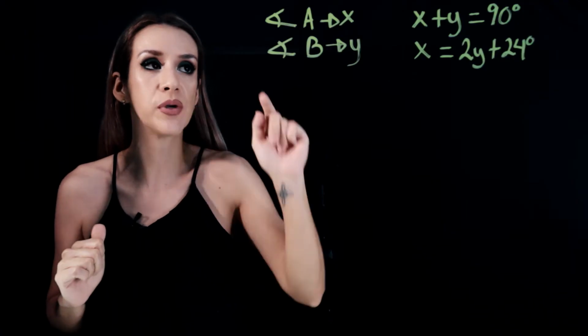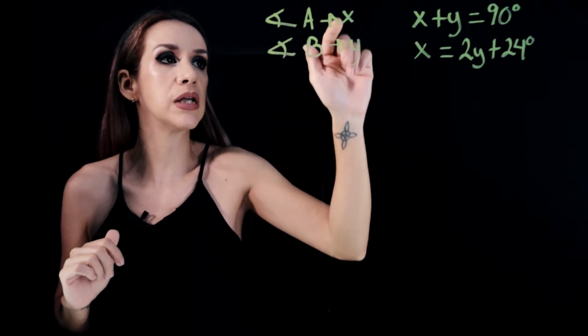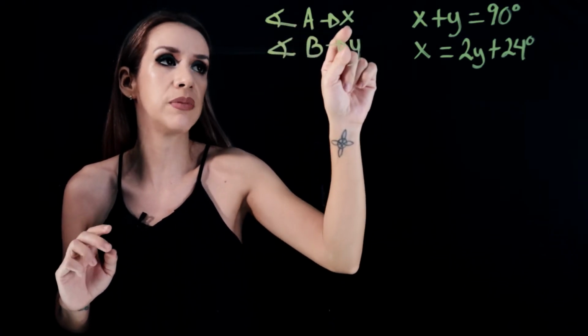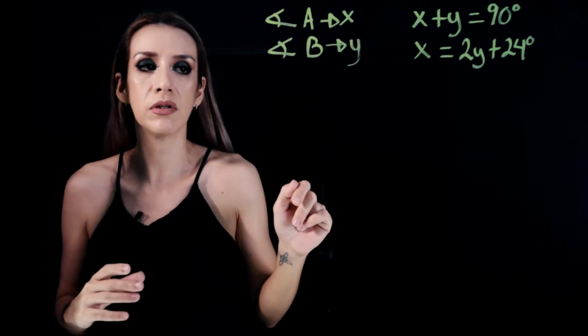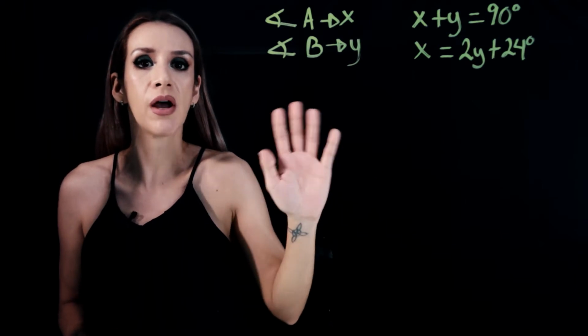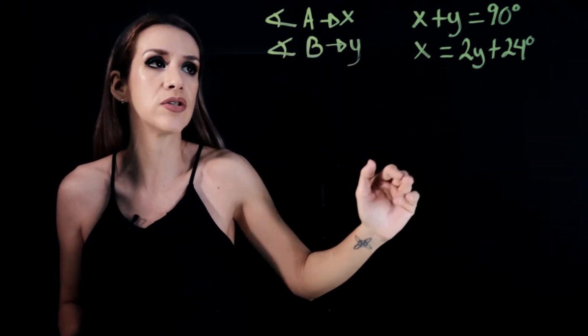First things first, we are going to change the name of the angles to variables. In this case, angle A is going to be X, angle B is going to be Y. Why? Just because it's easier for me. You don't have to do this. You can use the names of the angles to solve the system of equations.